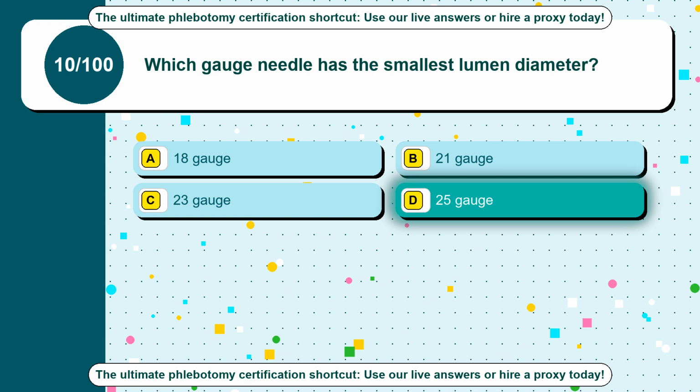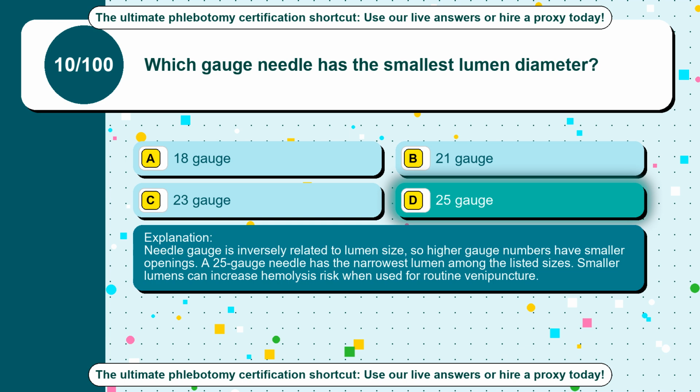25 gauge. Needle gauge is inversely related to lumen size, so higher gauge numbers have smaller openings. A 25 gauge needle has the narrowest lumen among the listed sizes. Smaller lumens can increase hemolysis risk when used for routine venipuncture.